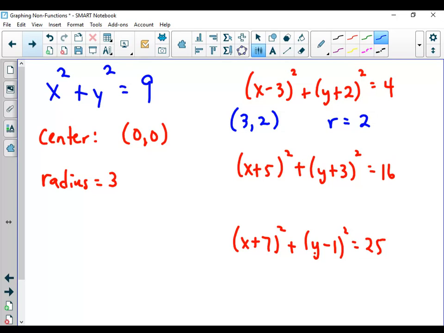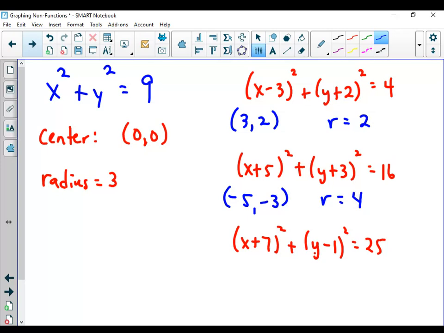Because if I ask you to graph a circle, you need to know where the center is, you need to know how long the radius is. If you know those two things, you can graph it. So the first one, x plus 5 squared plus y plus 3 squared equals 16. This group here, what did you get for your center point? -5, -3. Good. What did you get for your radius? 4. Good.